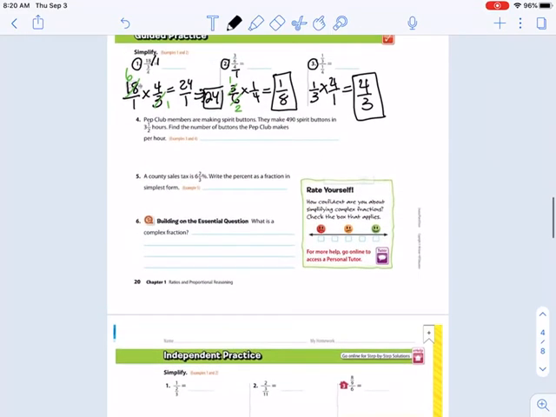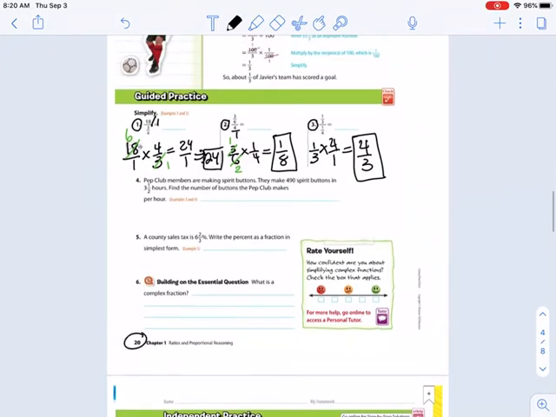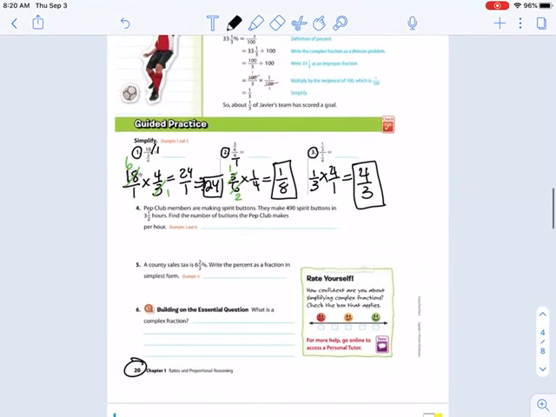I'm trying to figure out which one I want to do next. Let's go to page 20 next, and let's look at number 4. So Pep Club members are making spirit buttons. They make 490 spirit buttons in 3.5 hours. So 490 buttons in 3.5 hours. Find the number of buttons the Pep Club makes per hour. So we're looking for buttons per hour.